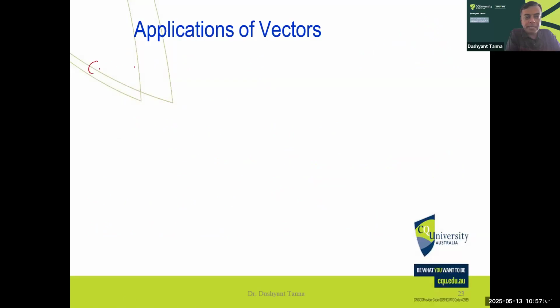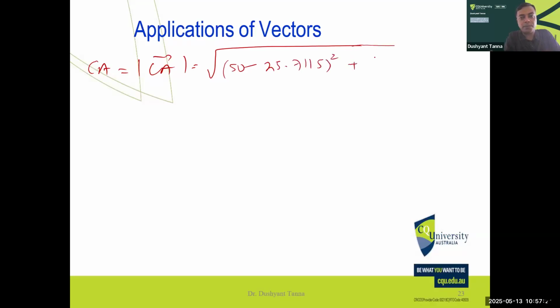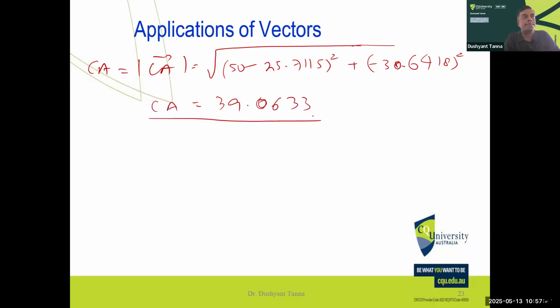So length CA is the magnitude of vector CA, and that's why you need to complete that bit, which is 50 minus 2.711 squared and 30.641 squared. You can do the fancy longer calculation and finally come up with 39.0633. That is my CA.